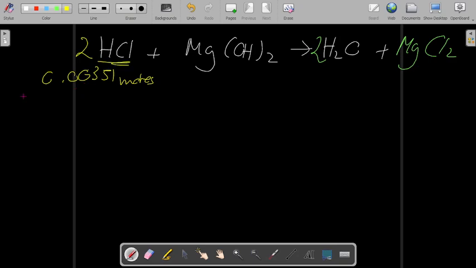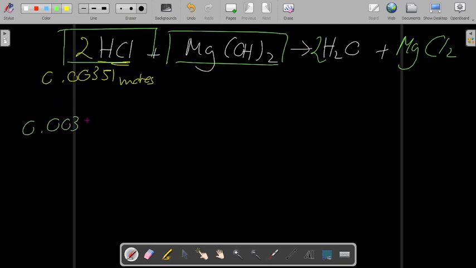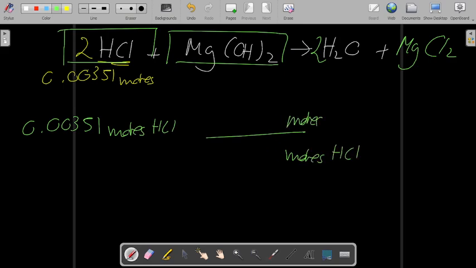Step 3, do stoichiometry. So what are we trying to find? We're trying to find the moles of our base. I need to put them together, 2 to 1. I start with 0.00351 moles of hydrochloric acid. I don't want moles of hydrochloric acid. I want moles of my base, magnesium hydroxide. And I read it. The 2 goes with the hydrochloric acid. I put it to here. The 1 goes with my base, and I do the math.